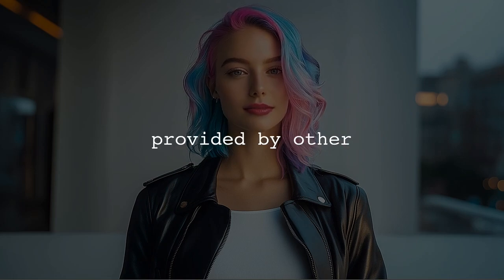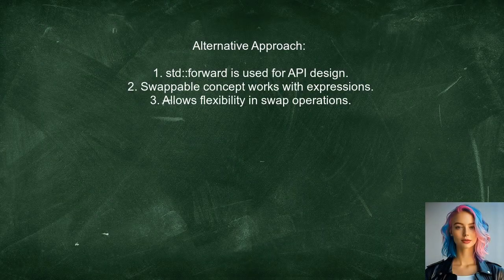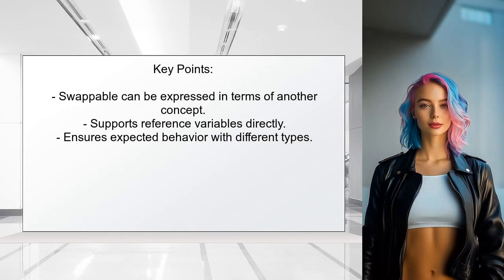Now let's look at the answers provided by other users. This user explains that using std::forward in concepts is about API design. They highlight that the swappable concept is defined to work with expressions rather than just variables. This allows for more flexibility in how swap operations are defined and used. They also mention that the swappable concept can be expressed in terms of another concept that directly supports reference variables. This distinction is important for ensuring that the concept behaves as expected with different types.